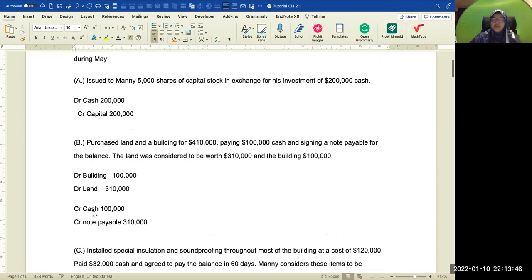Why do you credit your cash, 100,000? It was deducted, it was paid. Your cash decreases, because when you make payment in cash, your cash decreases. Cash is an asset, so when there's a decrease, it's a credit. You get it? Why do you credit notes payable?